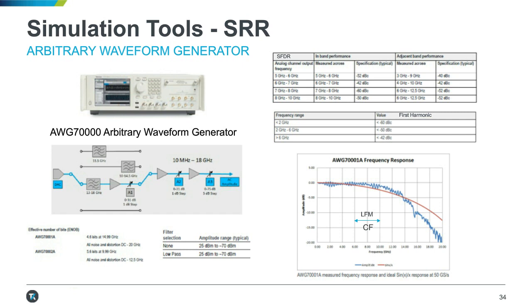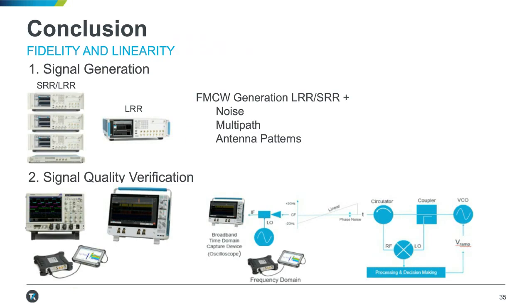So to conclude, to me it's about fidelity in terms of signal generation, and it's about linearity in terms of signal verification of the transmitter. In terms of signal generation, fidelity is all about having the right dynamic range in your ADCs, having the linearity an AWG offers, and being able to have multiple instruments phase coherently locked together to emulate short-range radar or long-range radar.